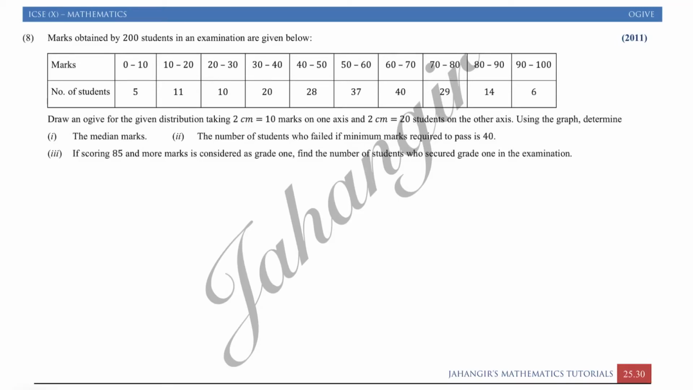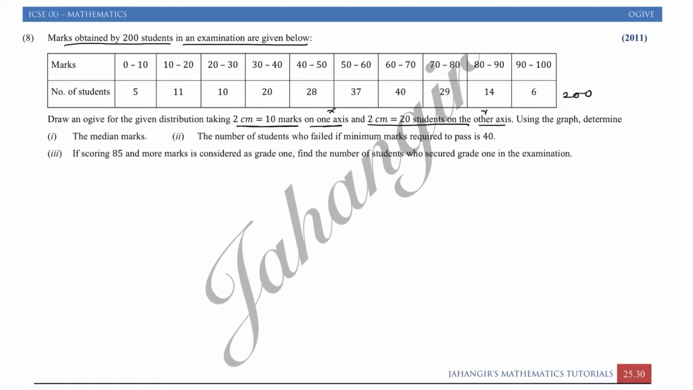Question 8. Marks obtained by 200 students in an examination are given below. Marks is 0 to 100, whereas the number of students is given, total is 200. So draw an ogive for the given distribution with a scale of 2 centimeter is equal to 10 marks on one axis, obviously it's the x-axis, and 2 centimeter is equal to 20 students on another axis, which is the y-axis.